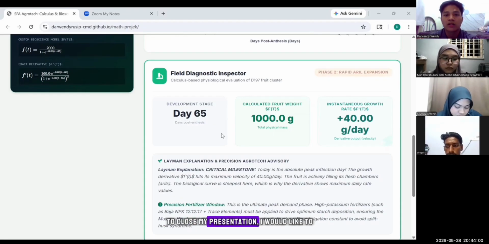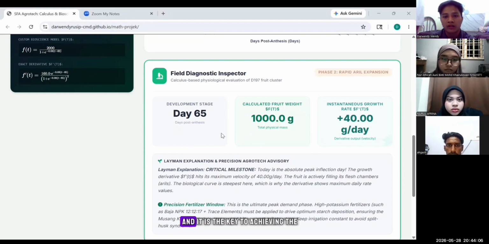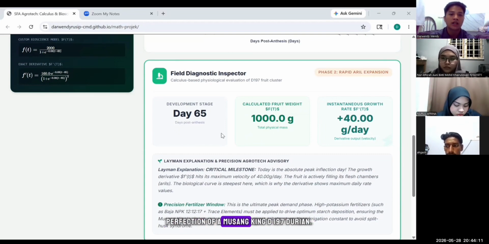To close my presentation, I would like to quote a saying: calculus is the language of nature and it is the key to achieving the perfection of a Musang King D197 durian.